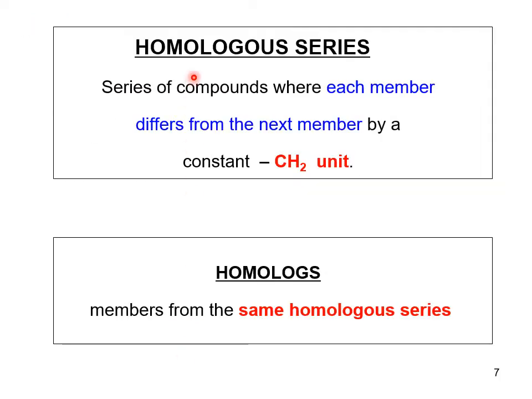Then, what is homologous series? A series of compounds where each member differs from the next member by a constant CH2 unit. Later we are going to check how the series of compounds differ by a CH2 unit. And homologs are the members from the same homologous series.